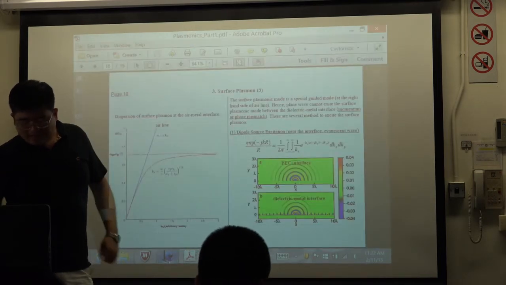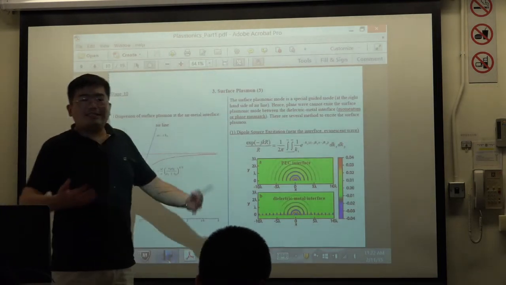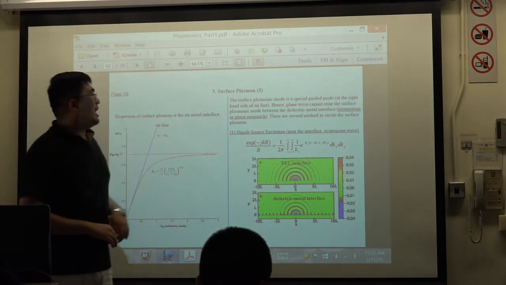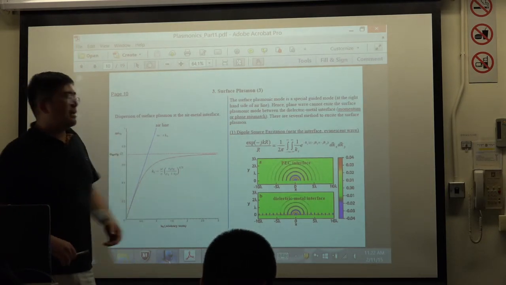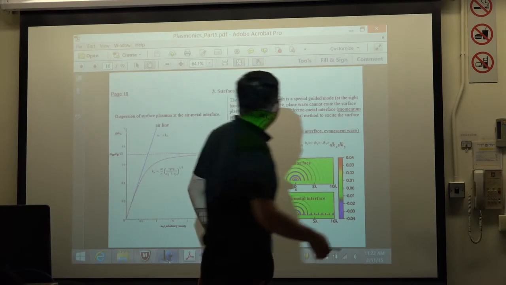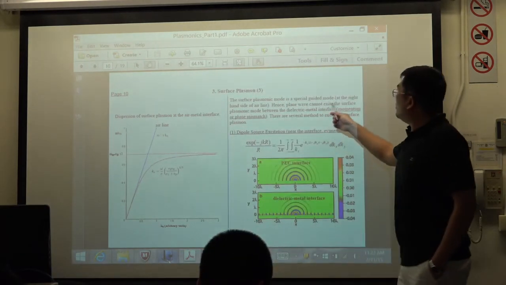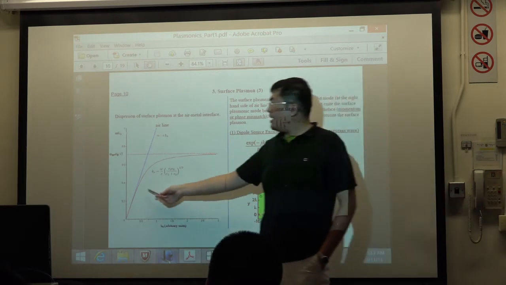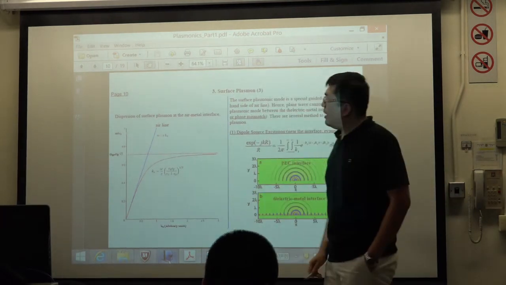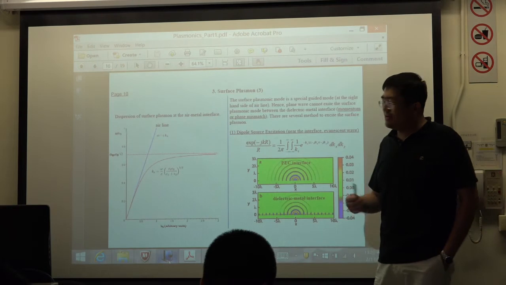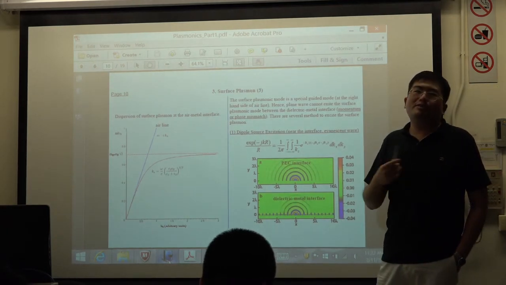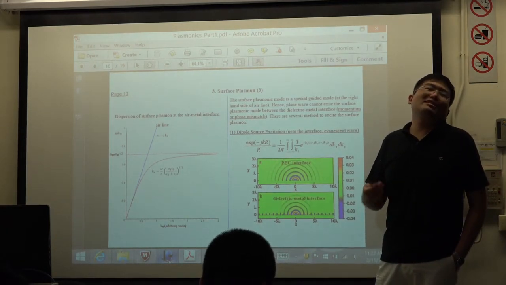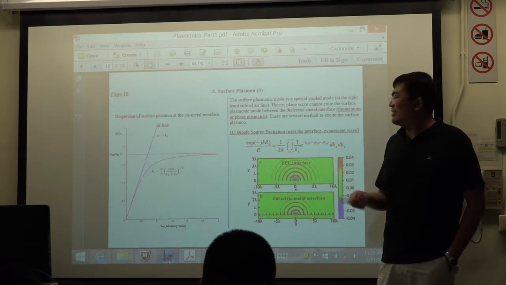So this is something I talked about before: how to excite the guided mode. I just give the first case. So surface plasmon mode is a special guided mode because it's at the right hand side of the airline. For my course, you must know the wave physics well. What's the meaning of guided mode? What's the leaking mode? What's the surface state? Okay, this is important.